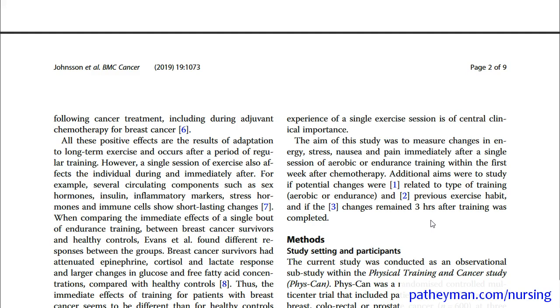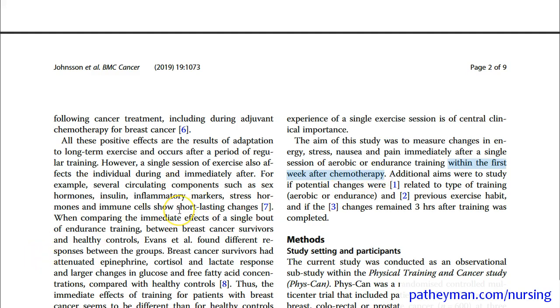And then we also have an additional study factor, which is previous exercise habit. And then whether the changes remained 3 hours after training. So you could say the time effect would also be a factor. Maybe you felt better immediately afterwards, or maybe you felt worse, who knows? But then did that effect last up to 3 hours after the exercise concluded? And then it's in patients who have had chemotherapy, within the first week after chemotherapy. So a cancer patient who has had chemotherapy within a week, that would be your population of interest.